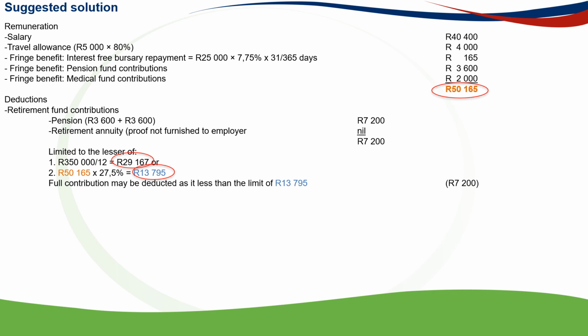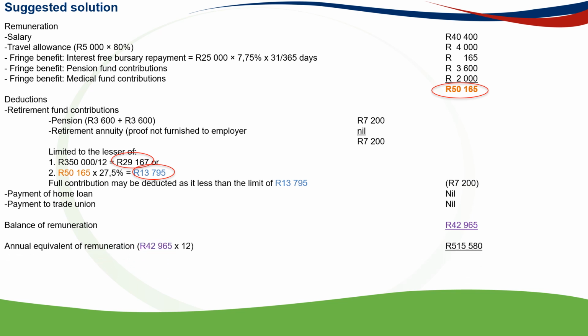We are allowed to deduct 13,795, but we can only deduct the actual contributions of 7,200, not more. Remember that, please. And then the payment of the home loan, it's a private expense. It's a prohibited deduction under section 23, and the payment to the trade union is also prohibited, so no deductions for those two then. And the balance of remuneration then is 42,965. So that is for a month of December.